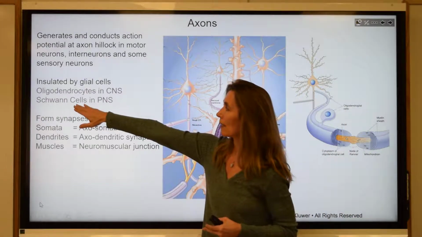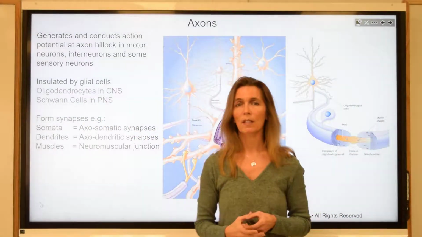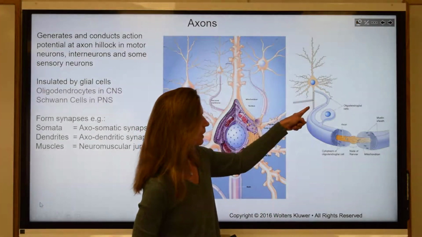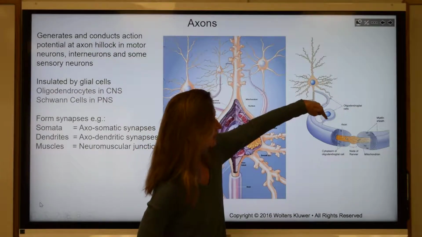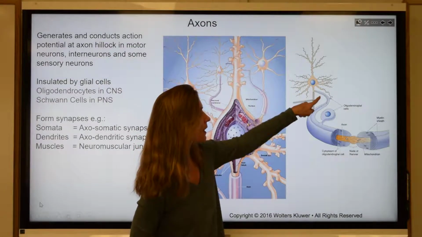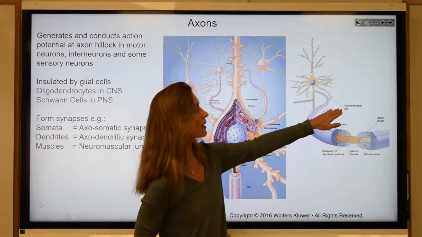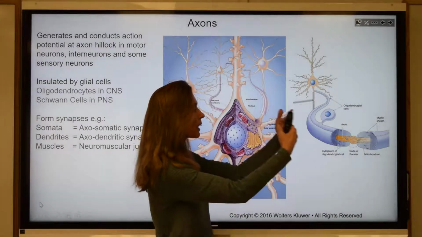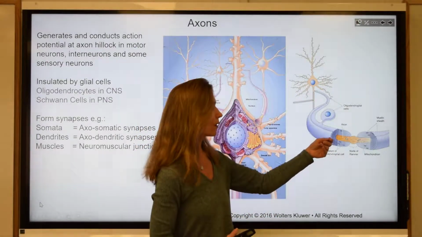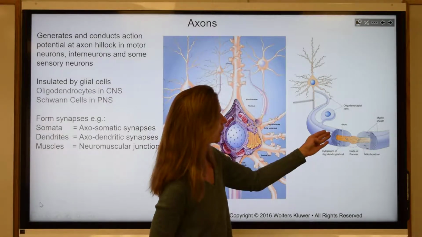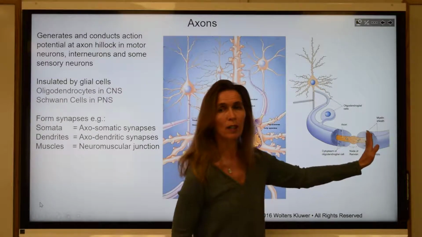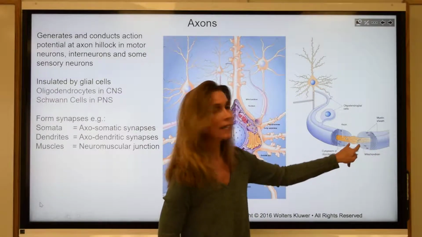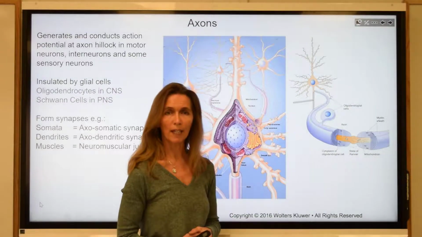The Schwann cells insulate the axons in the peripheral nervous system of mammalians. And you can see this here in a little bit more detail. So you see those glial cells, and this is the nucleus of one of those glial cells. In this case, it's in the central nervous system, and it is an oligodendrocyte. So these oligodendrocytes wrap themselves around the axon of the neuron. And wherever one oligodendrocyte ends and the next oligodendrocyte starts, we have this little gap. And this little gap is called the node of Ranvier.